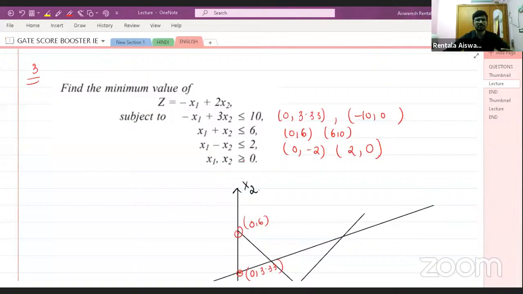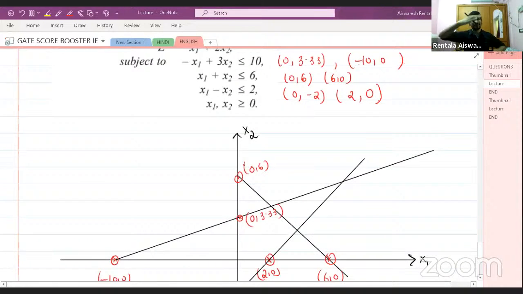It will be towards the origin, generally we say, or the simple shortcut which I have told you, which I follow, is you just substitute the origin. If the origin is satisfied by the constraint, then the region should be towards the origin. So you substitute the origin in the constraints. If the origin satisfies the inequality, then the region will be towards the origin. Otherwise, it will be away from the origin.